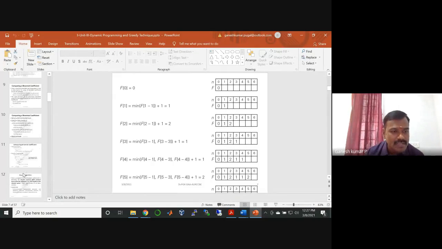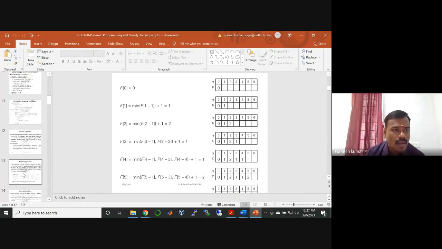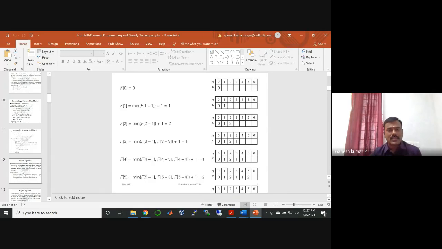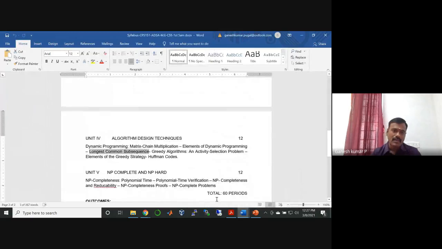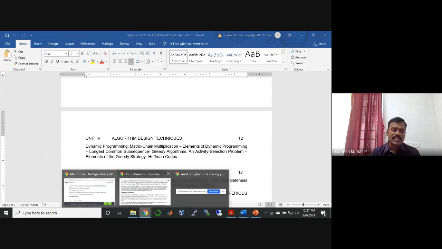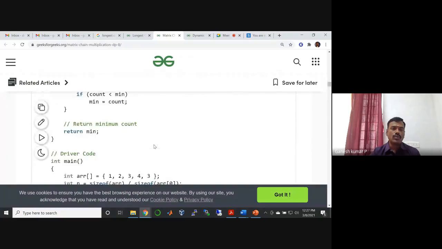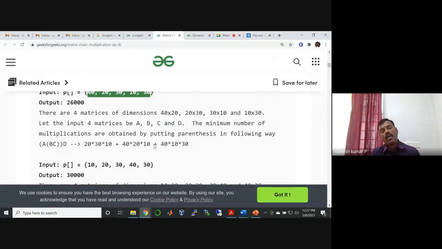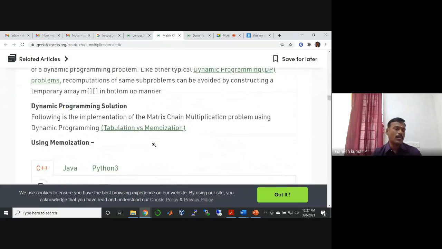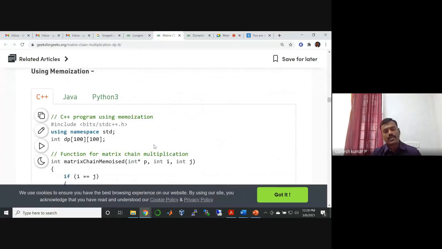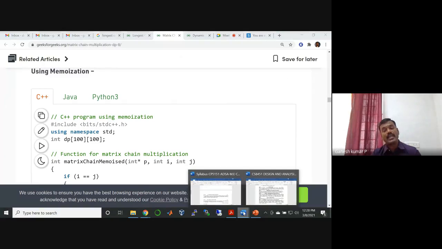That problem is also discussed here with respect to the algorithm, which I can share so that you can clearly understand. As per your syllabus, they have discussed what dynamic programming is and what the elements of dynamic programming are, and you need to discuss your problem, matrix multiplication. As far as the GeeksforGeeks material is concerned, they have just given the idea alone, on how to proceed with the problem, and then finally they give you the code. But what I expect from you is to use the tabulation method to solve this problem. You go through the way of solving the problem, then you can understand that well.